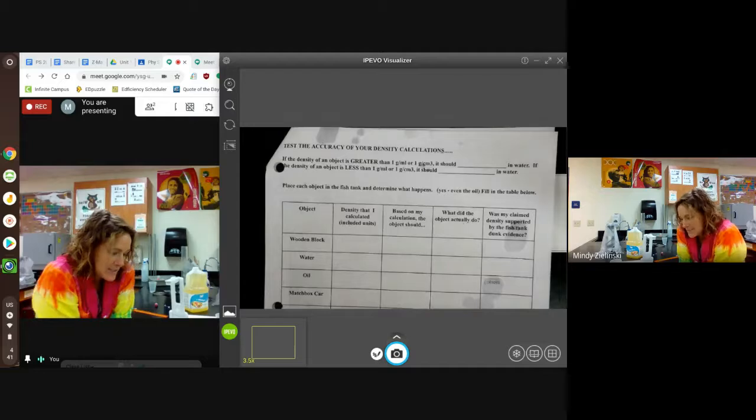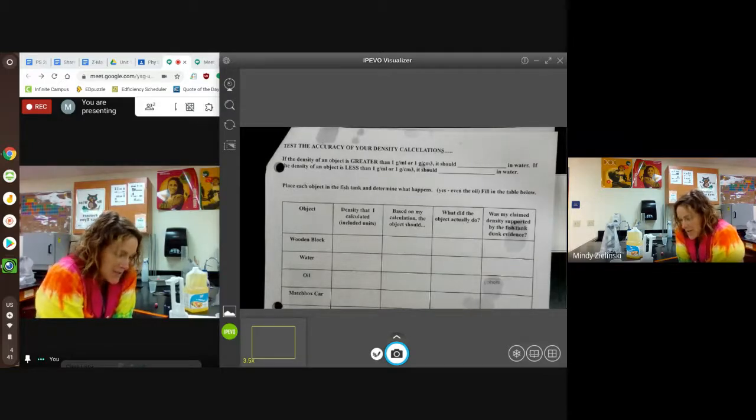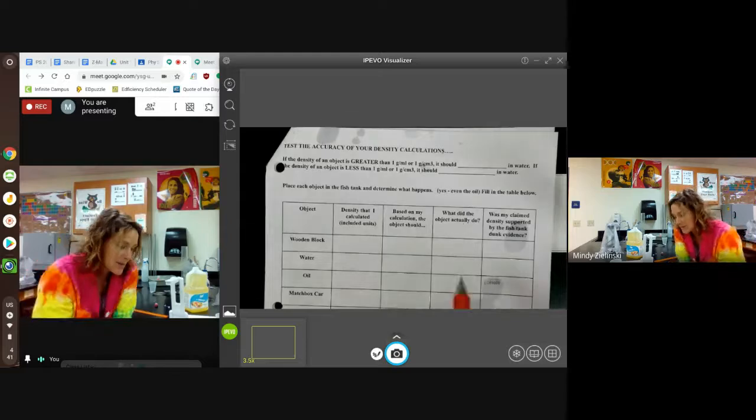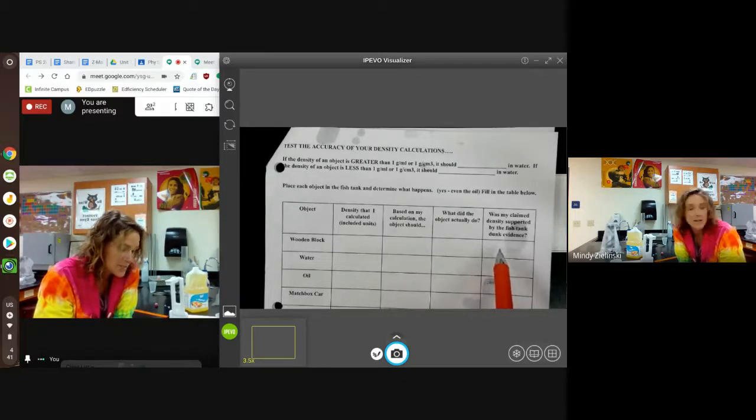And then if the density is less than 1, what should it do? We are about to travel over to the fish tank, and we're going to drop all of these objects in the fish tank. And we're going to look at what we calculated, what we think it should have done. So based on our calculations, it should have sunk or it should have floated. We're going to look at what it actually did do. And that's what you'll write here in this column. Did it sink? Did it float? What happened? And was my claim density supported by the fish tank dunk evidence?